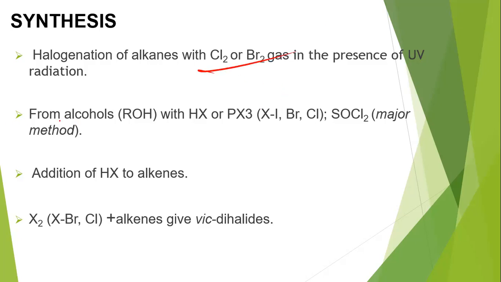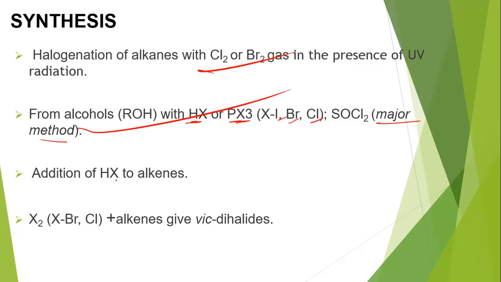Now, we can also synthesize alkyl halides from alcohol, right, with HX, PX3, where X is iodine, bromine, or chlorine, or we can use thionyl chloride. Now, this is the major synthetic pathway. If you want to synthesize alkyl halide, this is the major method. And because of that, the slide will focus on this one.